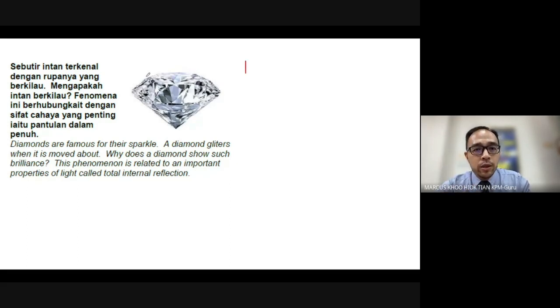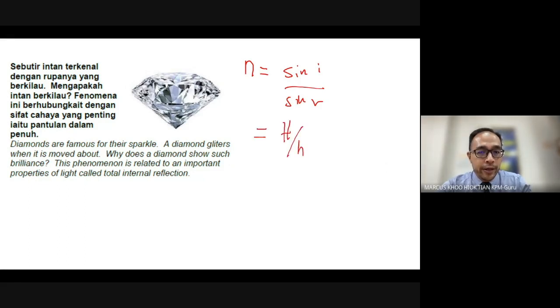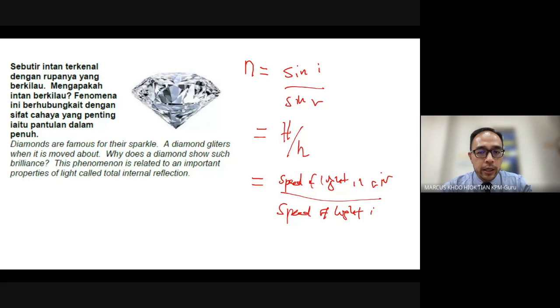In the previous video, we looked at three ways to calculate refractive index. One is sine i over sine r, which is the incident angle and the refracted angle. Second one is the real depth over the apparent depth, so this is big H over small h. And the third one, I'm not sure whether I mentioned this in the previous video, is the speed of light in the air over the speed of light in the medium.